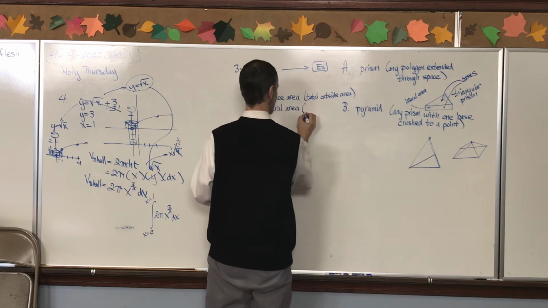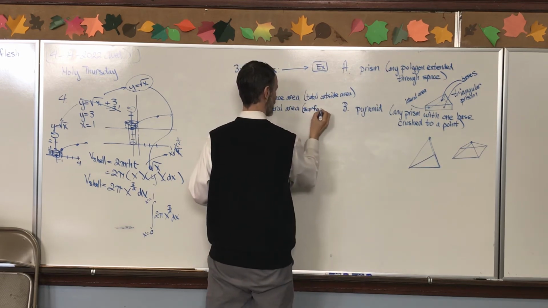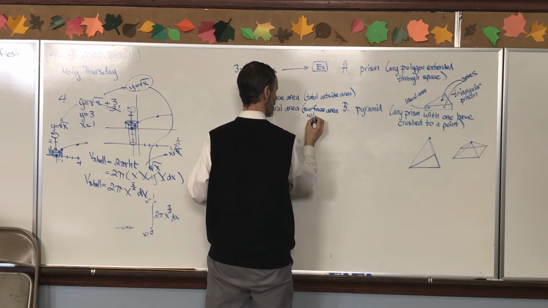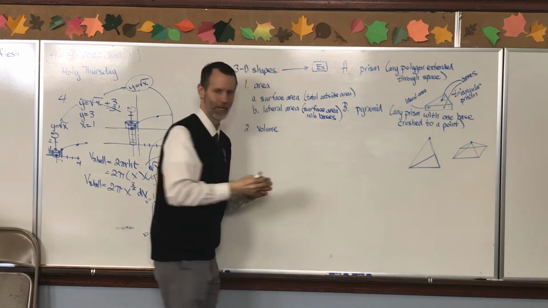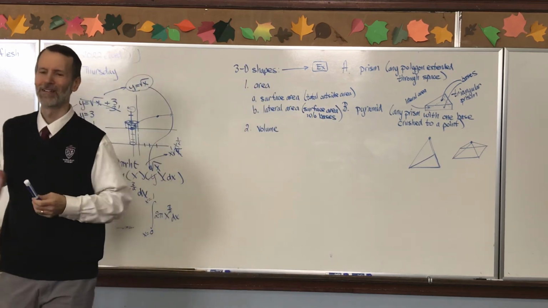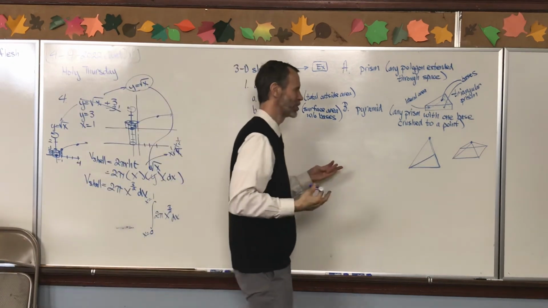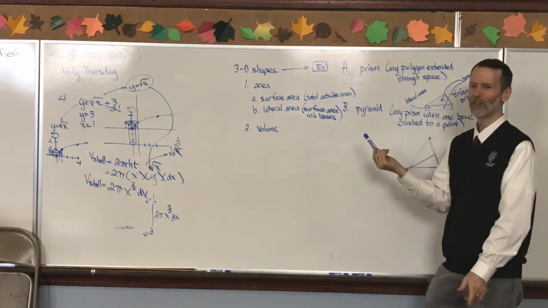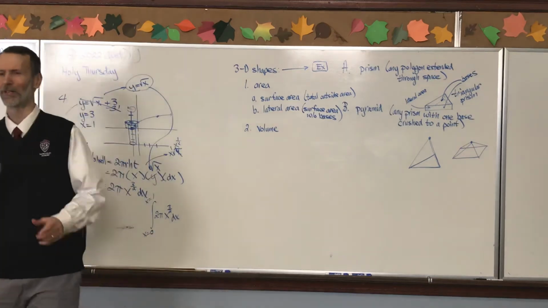Lateral area is the surface area without the bases. It's just the side area by itself. Lateral means side. So the lateral area is just the side area. The reason we're interested in that is because when we're using shells over here, we're using the lateral area of the cylinder.